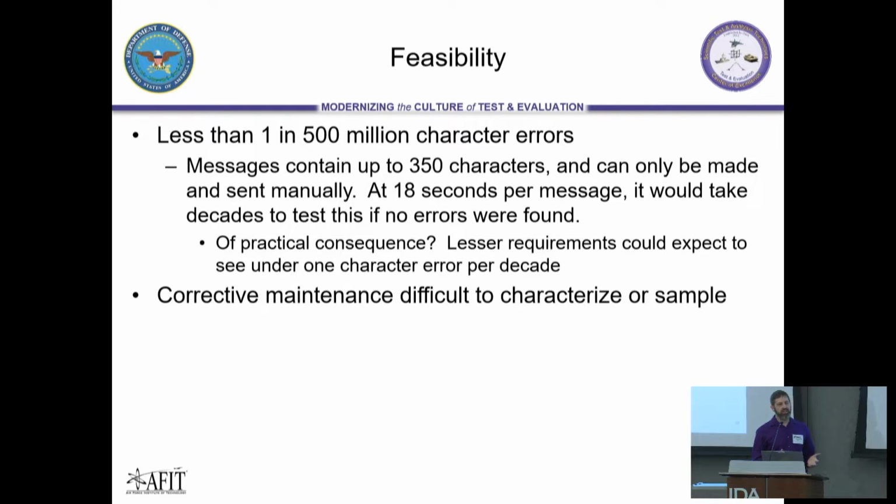Also, how was this number chosen? Was this number chosen for practical consequence? That seems unlikely, because far less strict requirements could see less than 1 character error in a decade. But again, we're not experts on the system, so we can't say that for sure. But we do know that this is not rigorously testable.